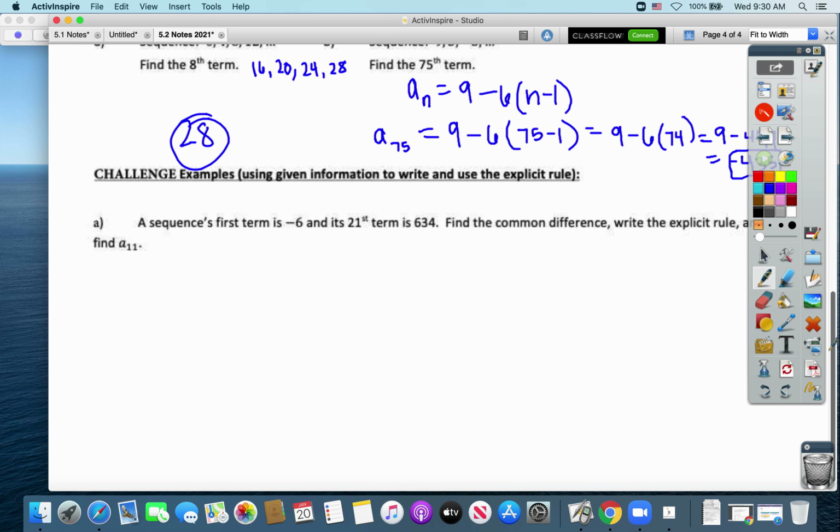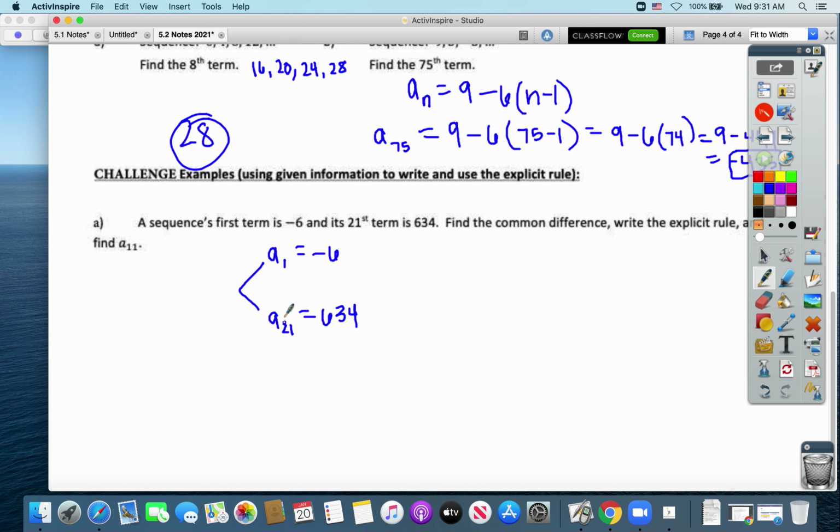And last one, this one's a little more challenging because we have some missing information. So we would need to figure out that information before we can continue. So we know the first term is -6. And we know the 21st term is 634. So this tells us what we need to find first. We would need to find the common difference. And we don't have consecutive terms anymore, so we can't just see what we're adding each time.